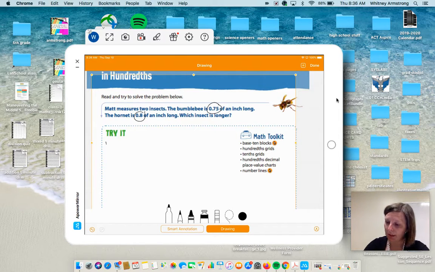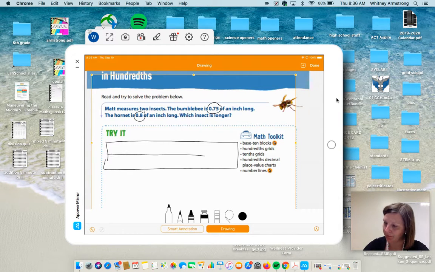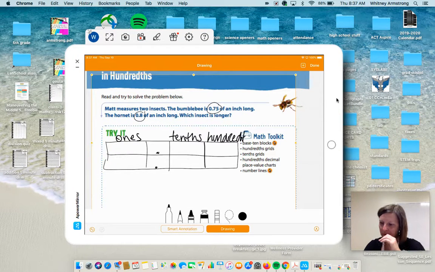Okay, so I know what I need to do is use my place value chart, like we've been doing. Let me fix that. It needs to be a little bit thicker. Okay, that's better. So I'm going to label it. Okay, so there we go. Now we're going to put our two decimals in the correct spot. So we have 0.75 and 0.8.